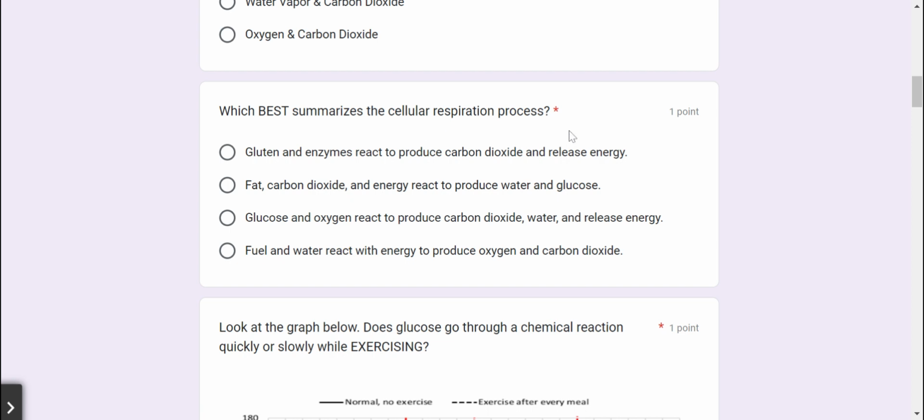Which best summarizes the cellular respiration process? Gluten and enzymes react to produce carbon dioxide and release energy. Fat, carbon dioxide, and energy react to produce water and glucose. Glucose and oxygen react to produce carbon dioxide, water, and release energy. Fuel and water react with energy to produce oxygen and carbon dioxide. So which one shows you the cellular respiration process?